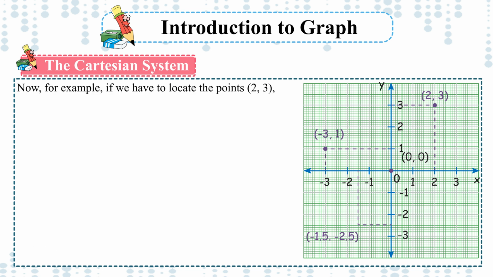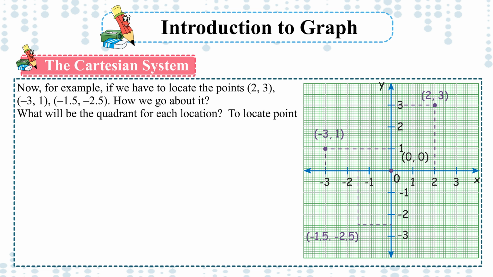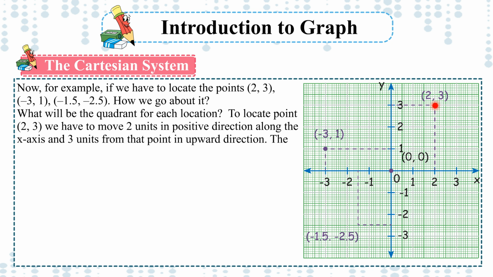Now, for example, if we have to locate the points (2, 3), (-3, 1), (-1.5, -2.5), how do we go about it? What will be the quadrant for each location? To locate point (2, 3), we have to move 2 units in positive direction along the x-axis and 3 units from that point in upward direction. The required point is (2, 3).